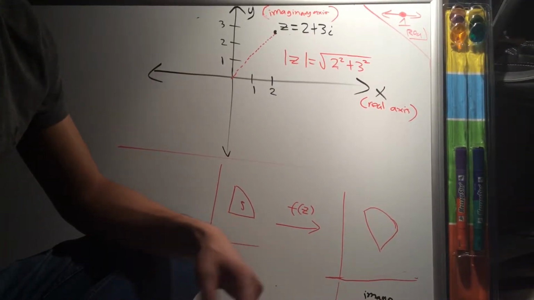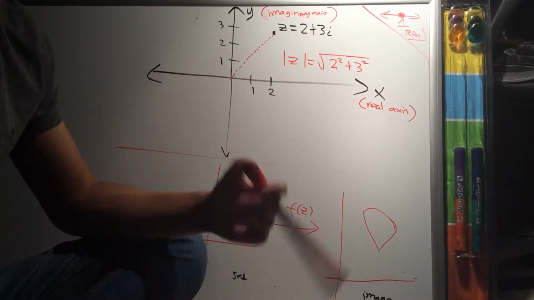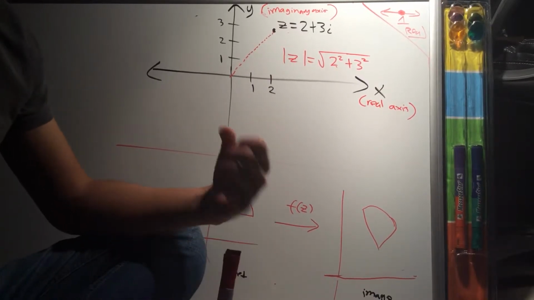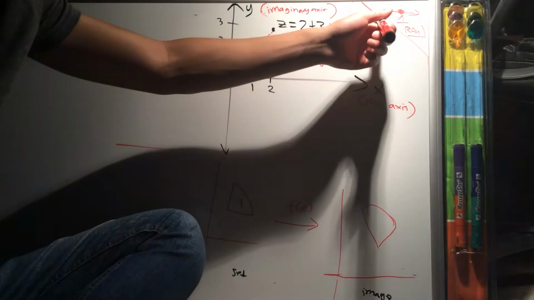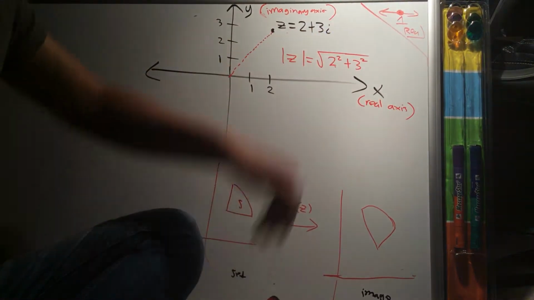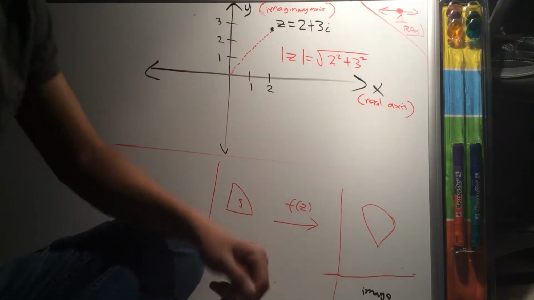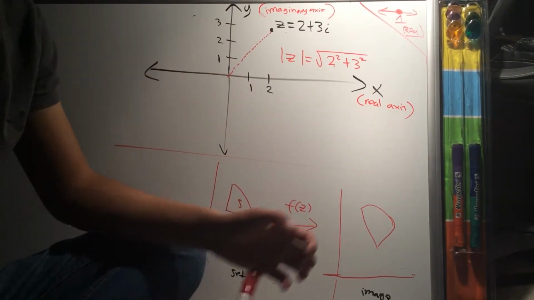So how do we represent a complex number? Well, first let's revisit the idea of how we represent a real number. We represent a real number by using a real number line right here. So we could represent the number 1 as just this point on the real number line.